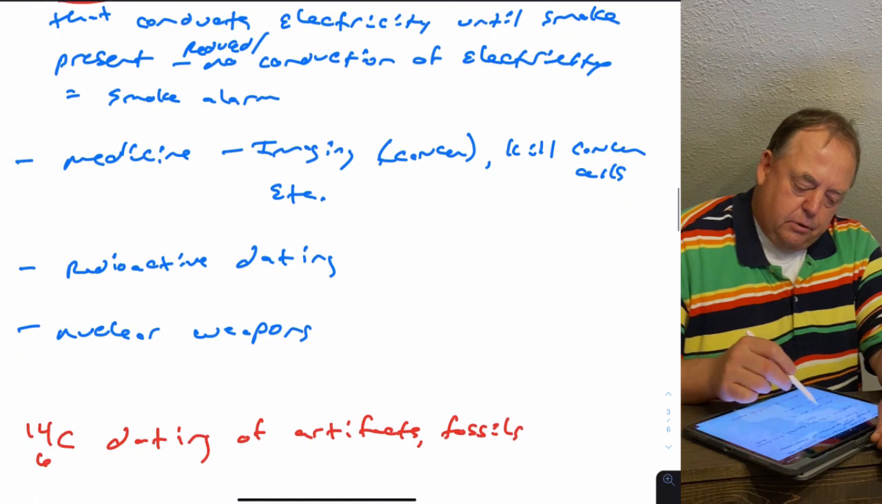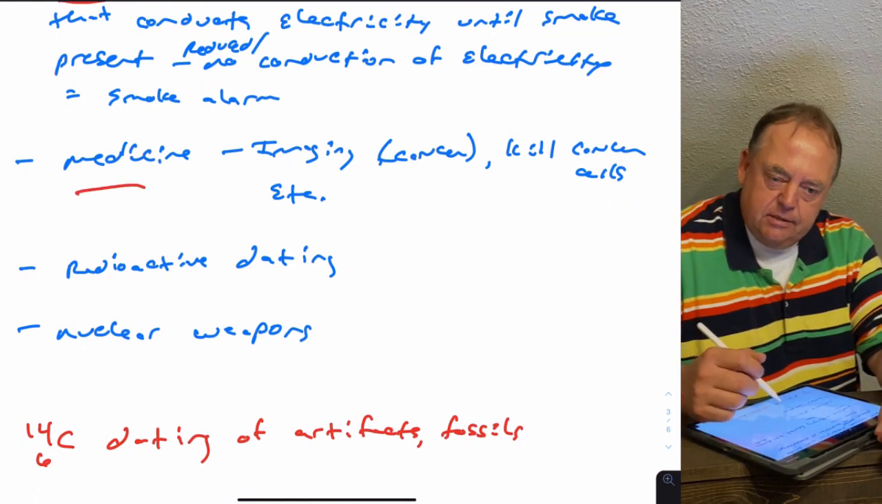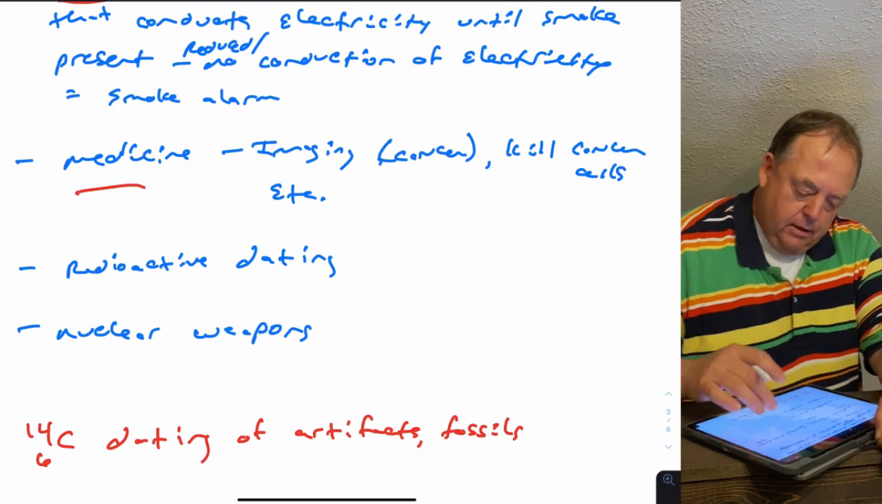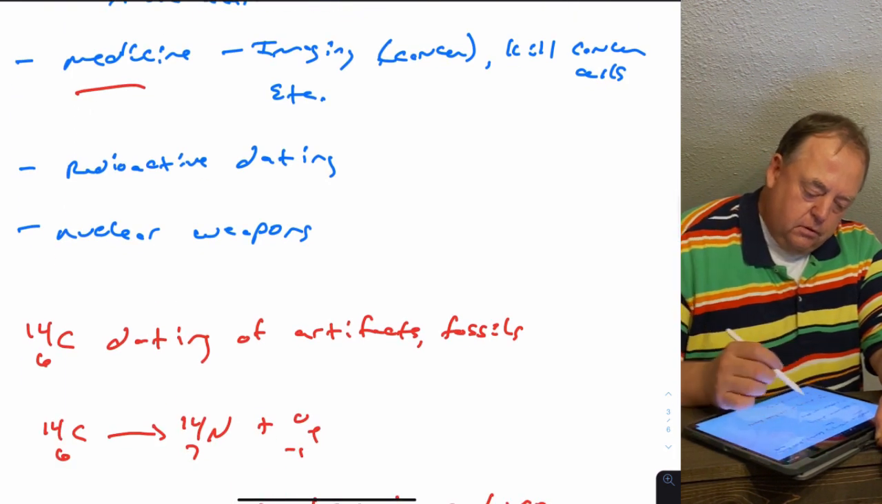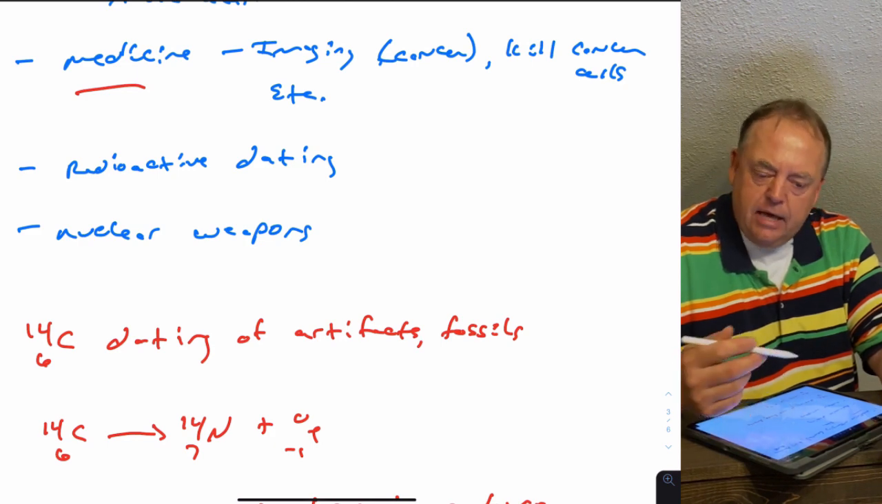We saw some examples of how it's used in medicine with PET scans or imaging agents like technetium. So we'll look at a couple more examples. So radioactive dating, nuclear weapons, how do they work?